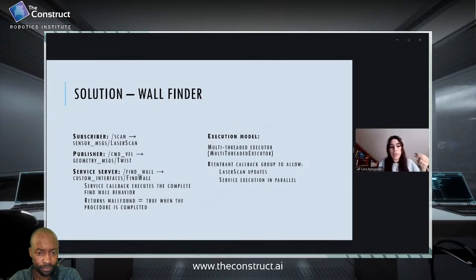For the node, I developed another node which contains a subscriber and a publisher: the laser scan and also the command velocity. This is because I need the sensor, and I need to command the robot. Then I have the service which is called find wall. For this service server, I need to introduce a custom interface, so I developed another package just for these custom interfaces. When the service is triggered, the callback executes the complete find wall procedure and returns a Boolean flag indicating successful completion.